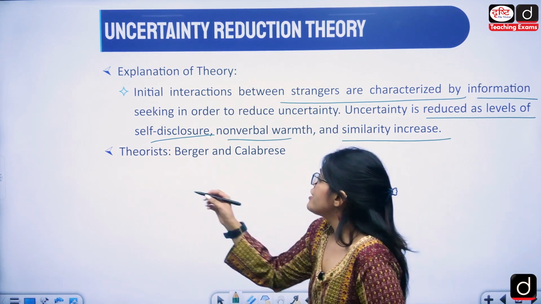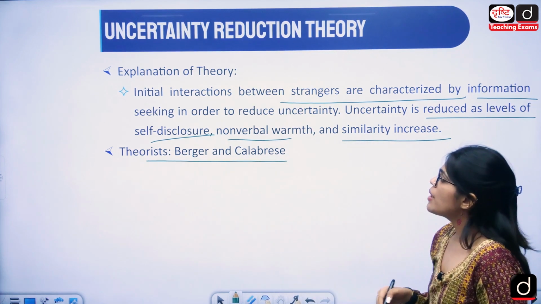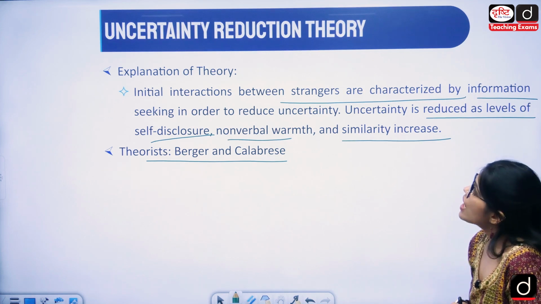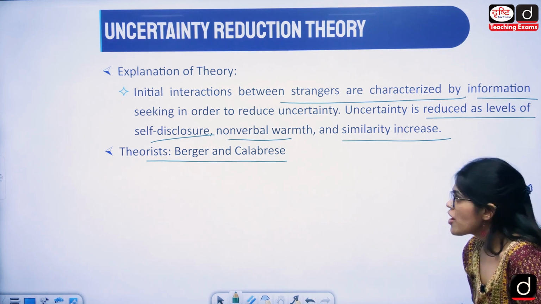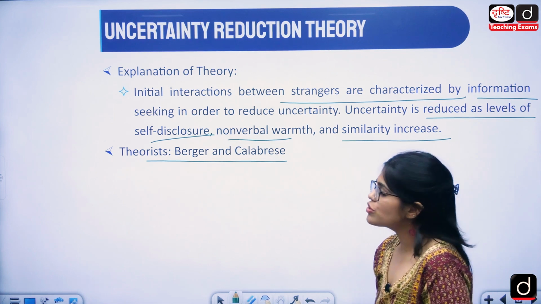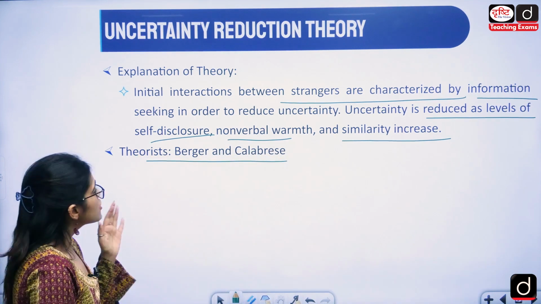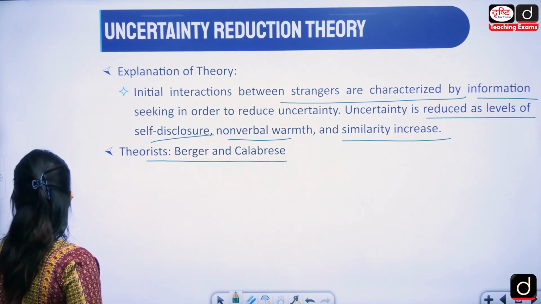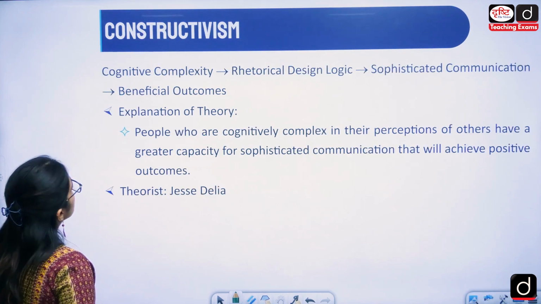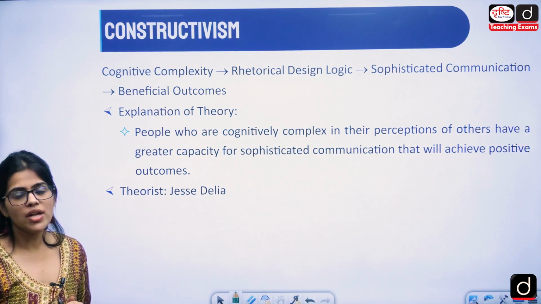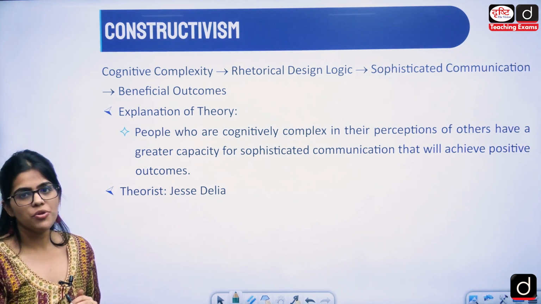So we have different theorists who also talked about this theory, that is the uncertainty reduction theory. Berger is someone who talked about it. Calabrese is also another theorist. So these are the two theorists associated with this very important concept of interpersonal communication.